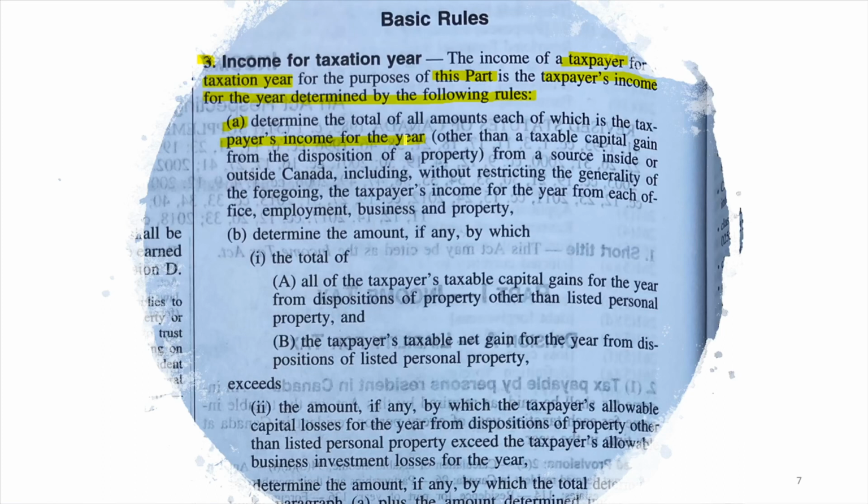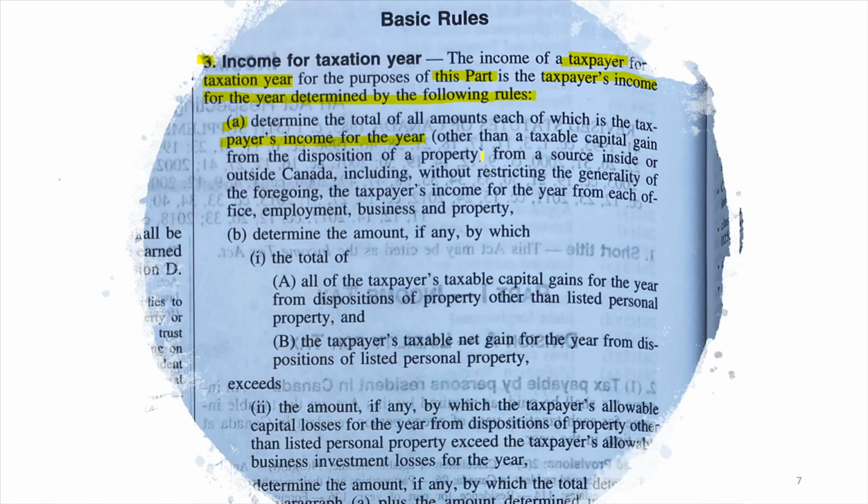So we're looking at income for the year. The year, again, is referring to taxation year, and the taxation year in this example for now is referring to a calendar year. Now, we see a bracket. It says, other than a taxable capital gain from the disposition of property. Okay, that's somewhat interesting. Paragraph 3A is asking us to ignore taxable capital gains. That's because there's a different paragraph that deals with that. Let's go back to it.